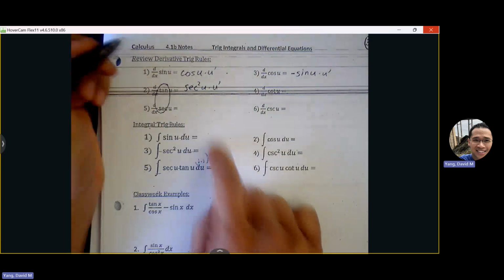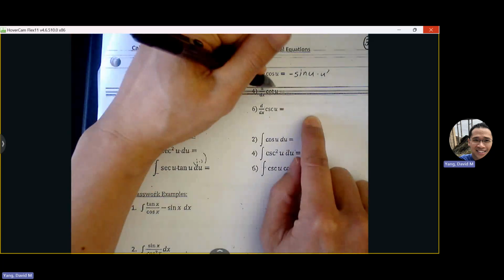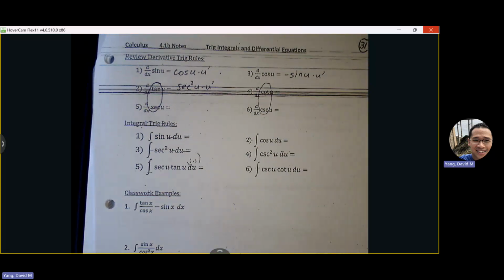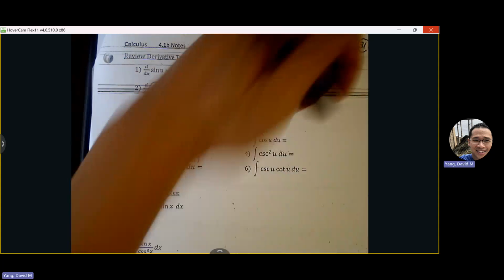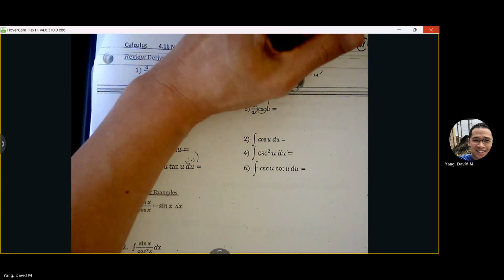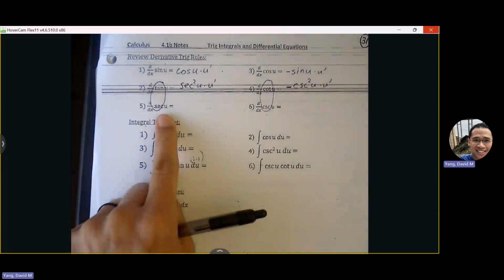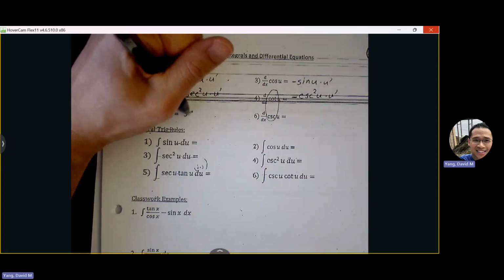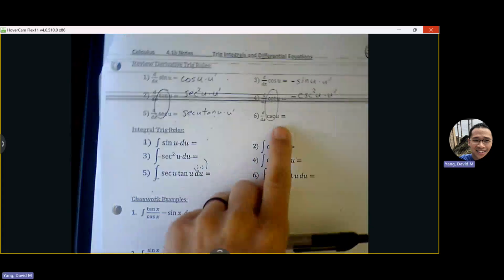Sorry for all these stray marks here. And then we know cotangent also involves itself or cosecant. So what's cotangent's derivative? Negative cosecant squared. All right, what's secant's derivative? Secant u, tangent u. And then cosecant, negative, yeah.